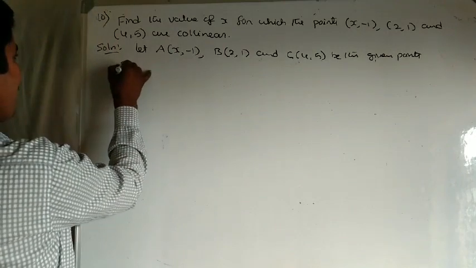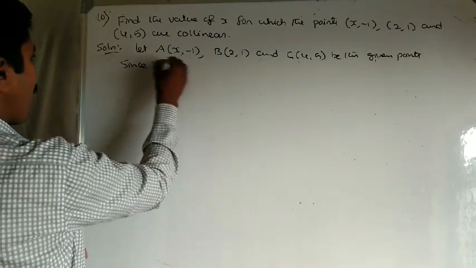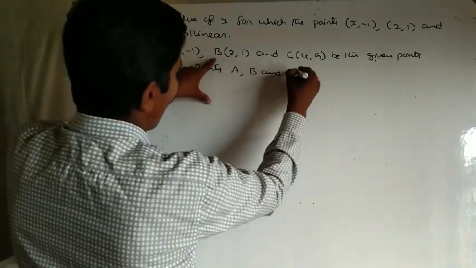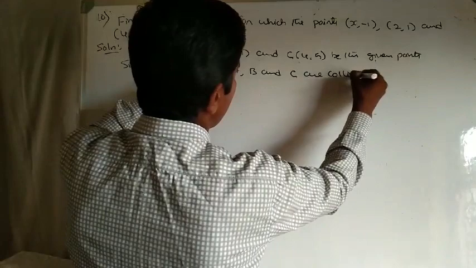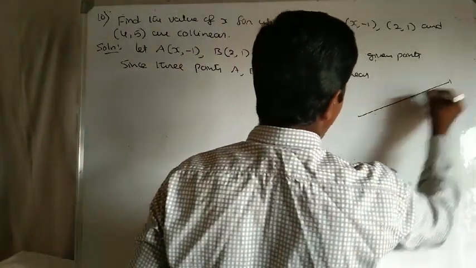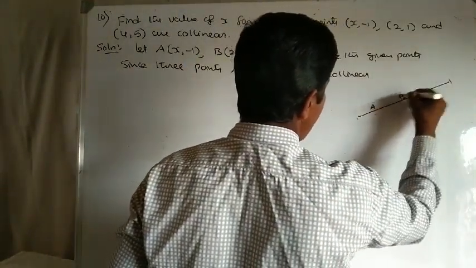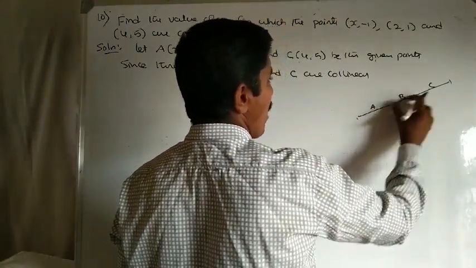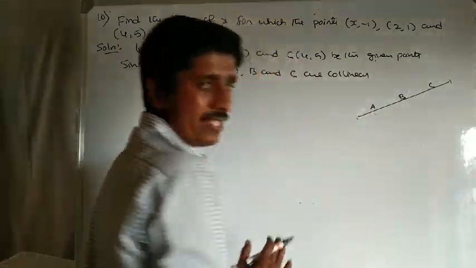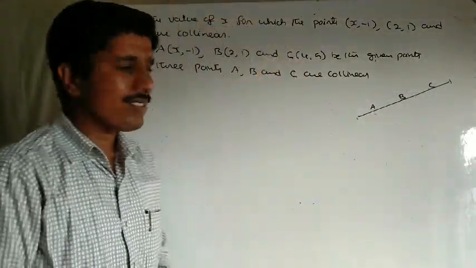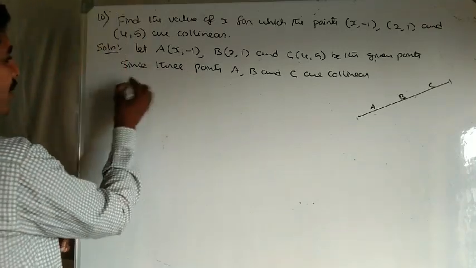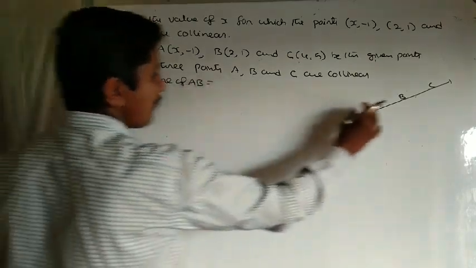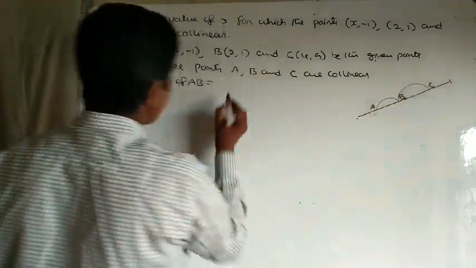Since the given points A, B and C are collinear, these 3 points lie on the same line. 3 points lie on the same line means we know that slope of AB equals slope of BC. You know that condition, collinearity of 3 points. Correct. Since the 3 points are collinear, slope of AB equals slope of BC.